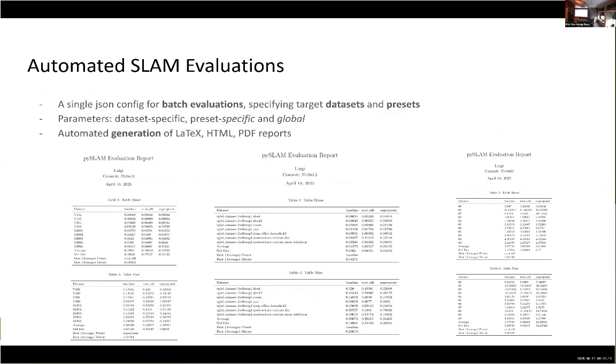So it's important to say that there is the possibility to have some automated evaluation. Basically, you can configure a JSON, put some datasets and presets. A preset is a configuration of the parameters for all the methods that you want to use, and an automatic report generation will be performed. The outputs are in LaTeX, HTML, and PDF, of course.